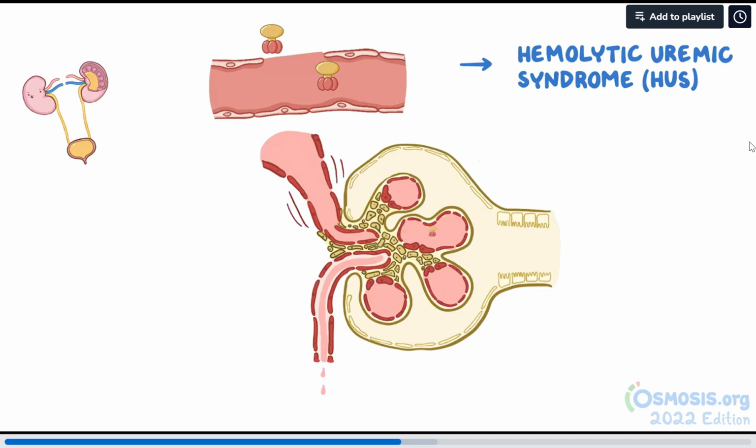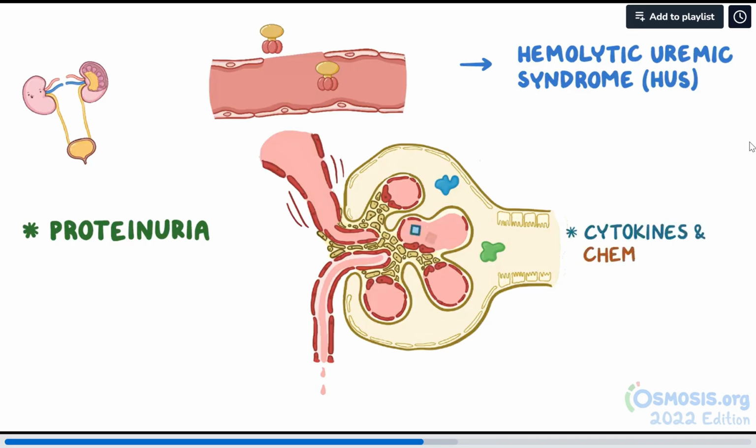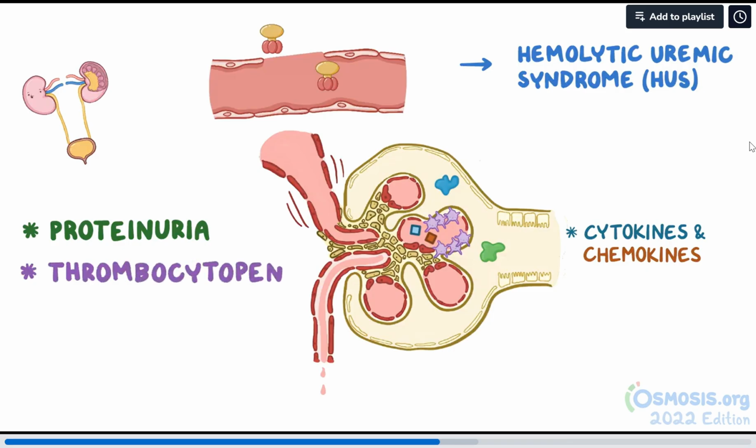Consequently, a dead endothelial cell leaves a gap in the capillary wall, and as more gaps keep forming, it results in holes big enough to allow large molecules like proteins to start leaking out of the capillaries, resulting in proteinuria. The destruction of endothelial cells triggers an inflammatory process in which inflammatory molecules like cytokines and chemokines are released. Cytokines and chemokines activate blood platelets and initiate clot formation. As these platelets are used to form these clots, their number in the blood decreases, resulting in low platelets, or thrombocytopenia.